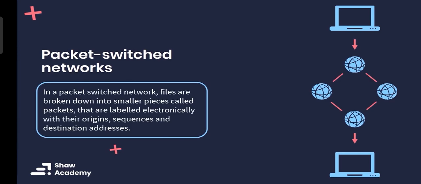And essentially, in a packet switch network, files are broken down into small pieces or chunks, if you will. And these packets are labeled electronically with the origin, sequences, and destination address over a network. Hence the name packet switch network. And each packet can take different paths along a network until it is sent from the sender and it arrives at the receiver or the destination of that particular packet. And generally speaking, when we talk about labeled electronically, we refer to the fact that each packet is labeled with an IP address from the sender as well as the receiver.